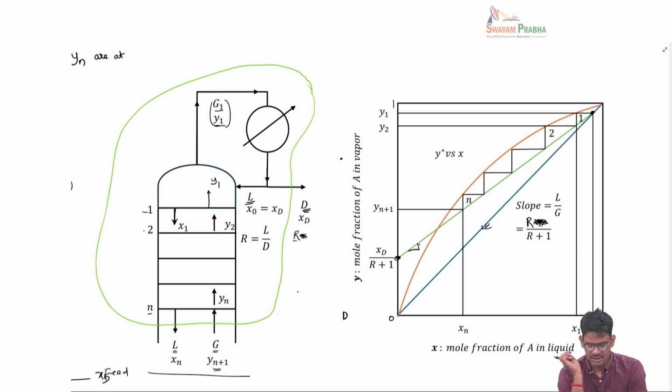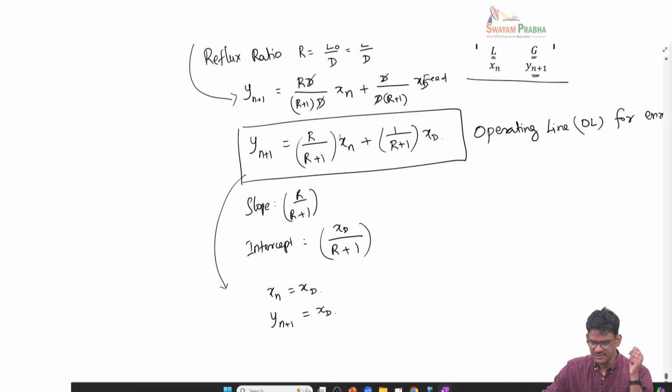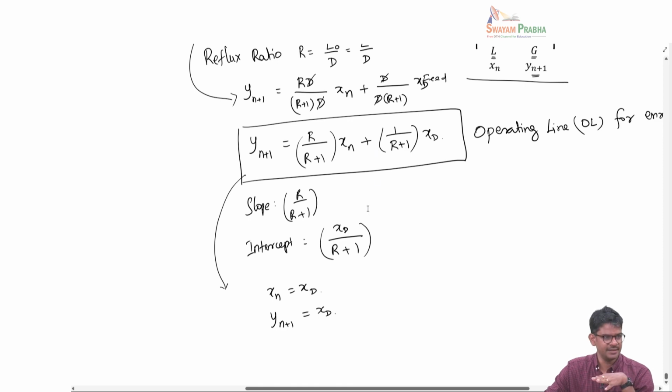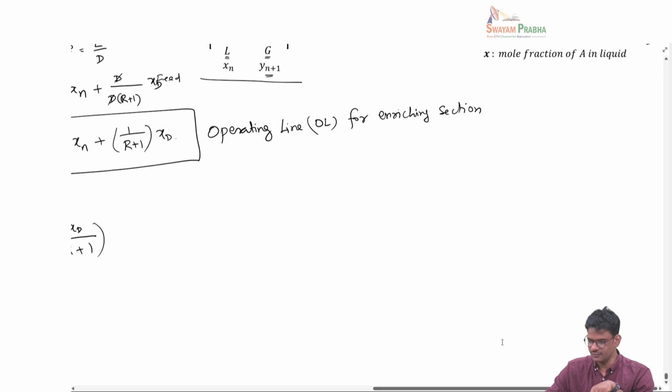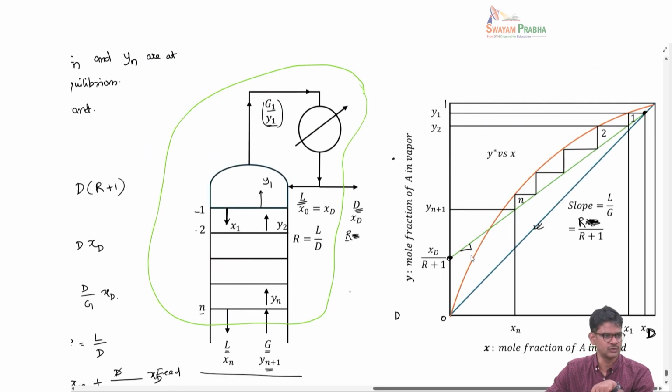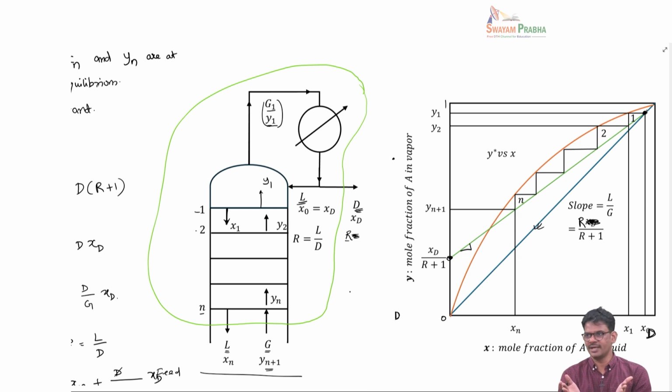So once we have this, what I'm trying to say is that this operating line will go through the 45-degree line, and the point of intersection is when xn equals xD. So if you extend this line, let us say you have the intercept and you know the slope, this line will go through the 45-degree line at xD. Corresponding to xD you will have y1, because we know y1 and xD are the same, because it is a total condenser. So that is this point. So what we have got is an equilibrium line and an operating line.